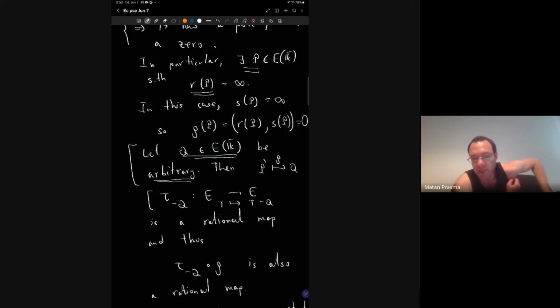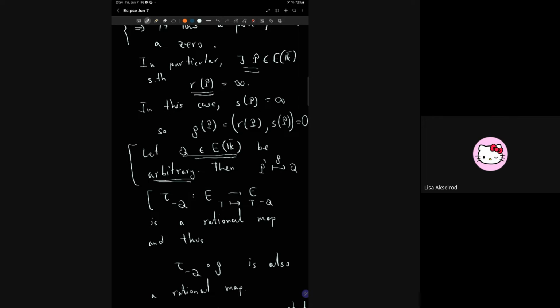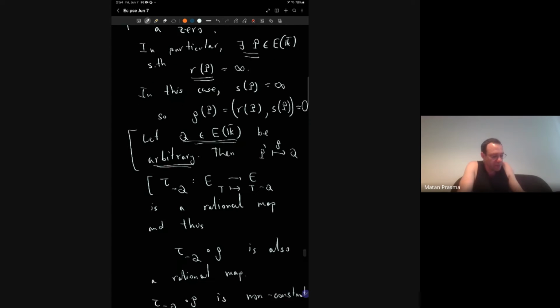Because adding or subtracting points on an elliptic curve, you can do it with a quotient of polynomials. Is this clear? Yes. Okay. So this is a rational map.